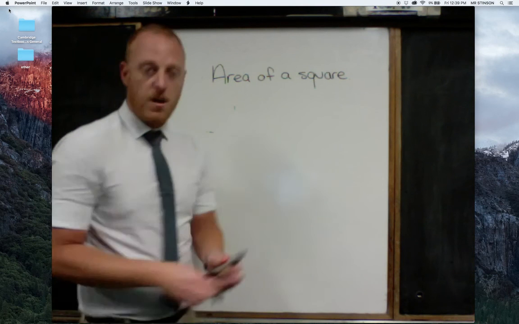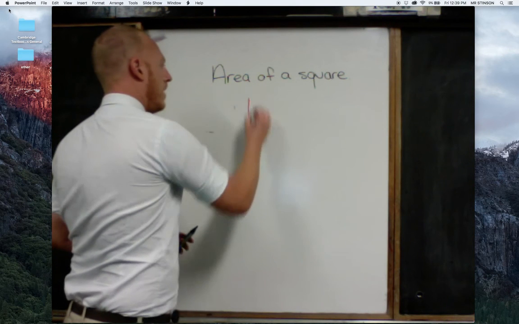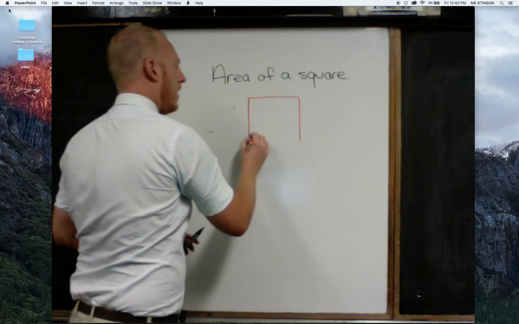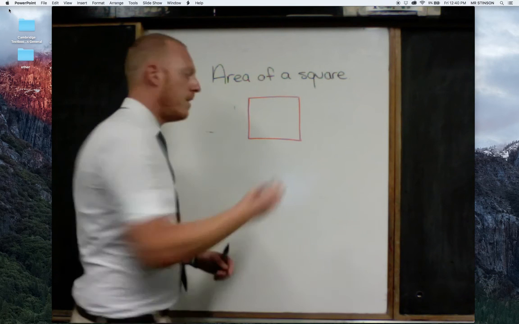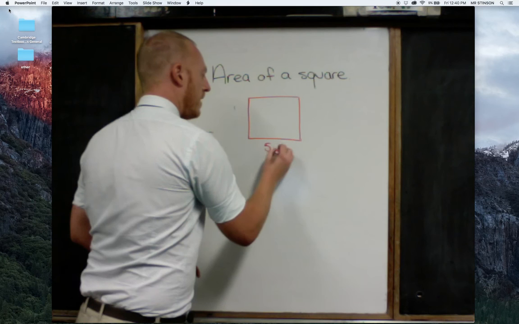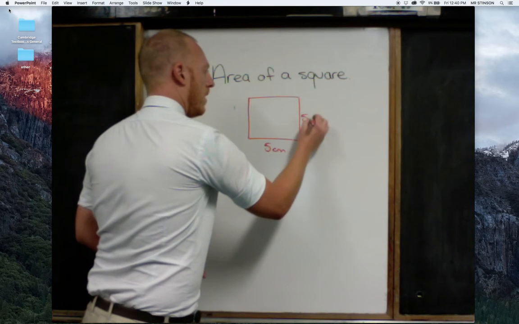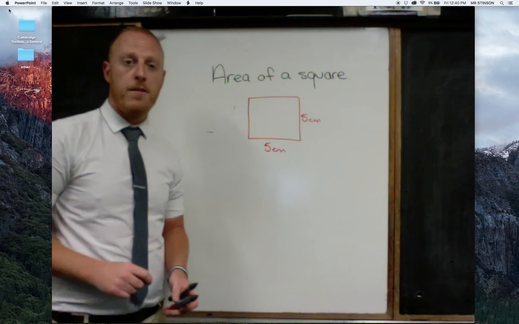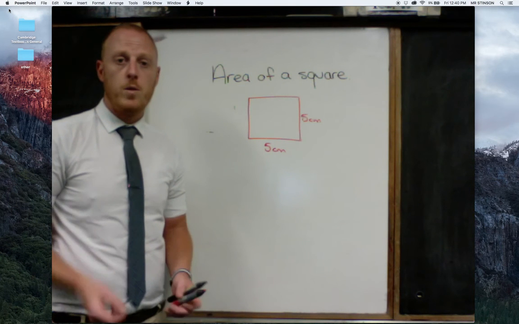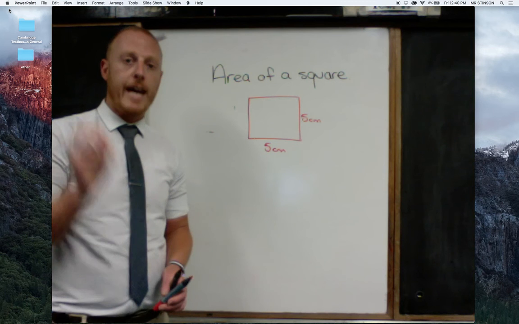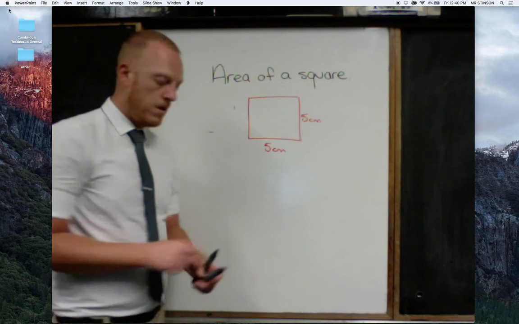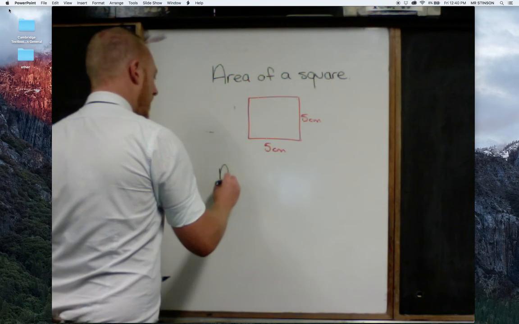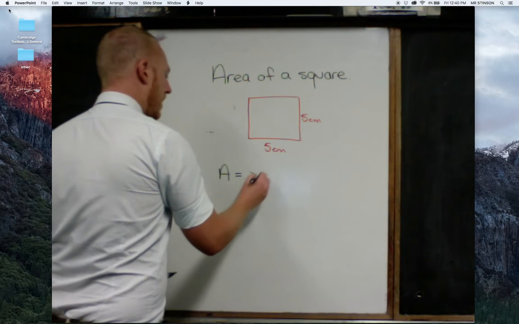Let's say this time we have a square that has sides of 5 centimeters long. We want to find the area of the square. So therefore, we use a formula for the area of a square. Area equals x squared.